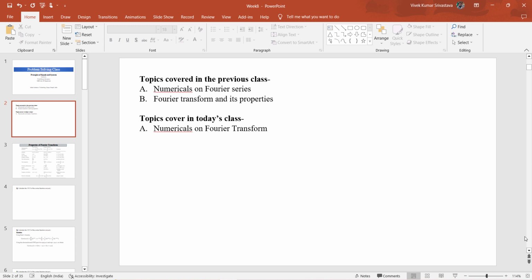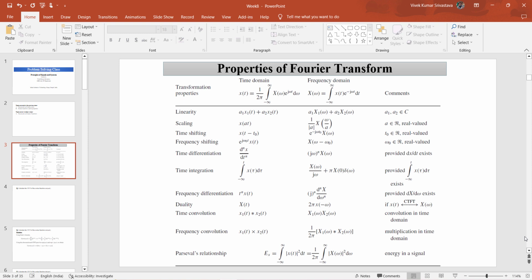In the previous class we covered topics such as Fourier series, and then we saw the numericals based on Fourier series, and after that we saw the Fourier transform and its properties. So all these topics we have covered in the previous class. The agenda of today's class is to cover the numericals based on the topic Fourier transform and its properties. So this was the last slide where we left. These properties we have seen, so in today's class we will solve numericals based on these properties.